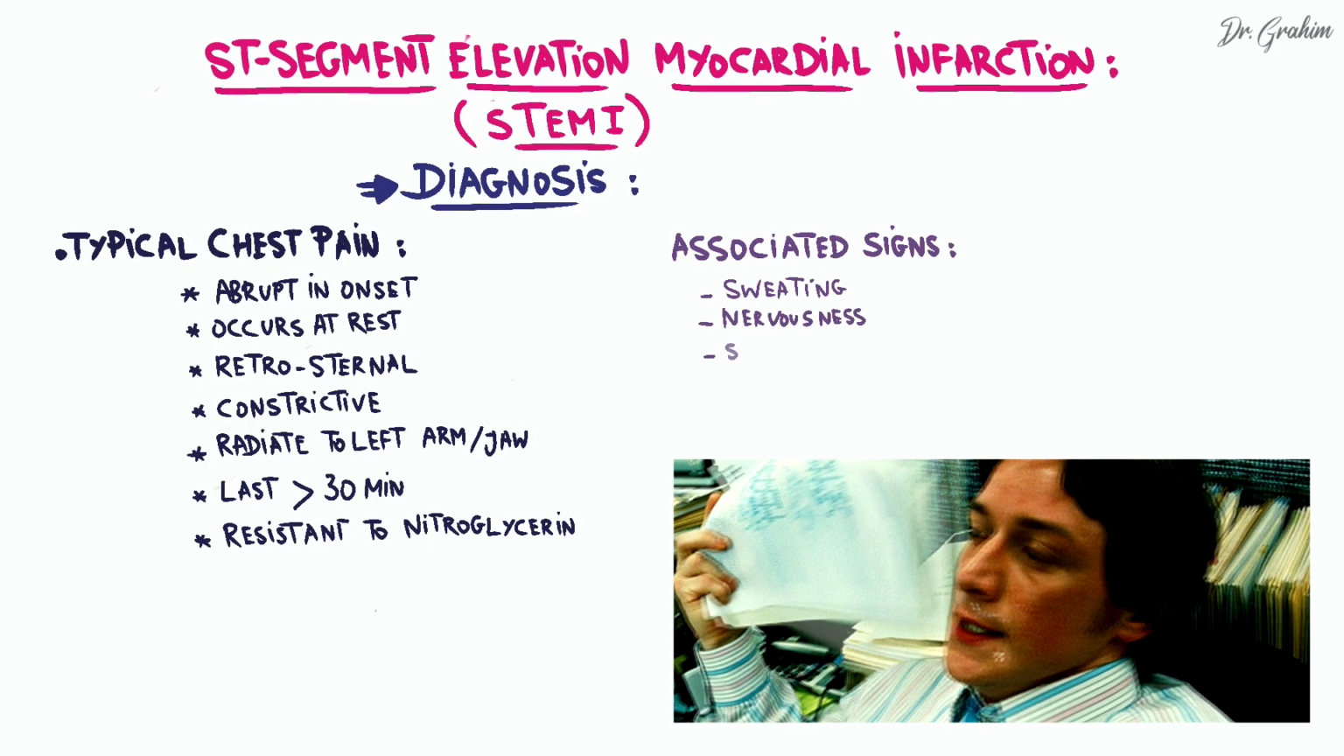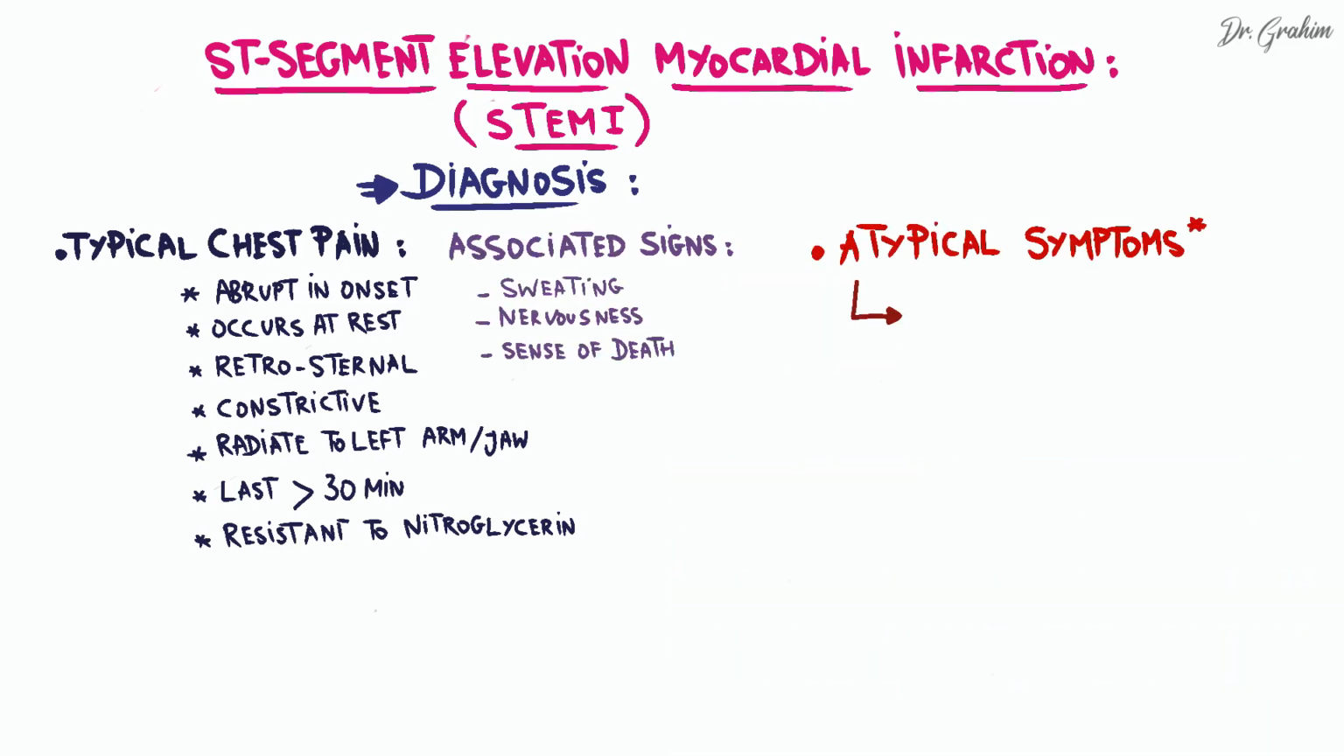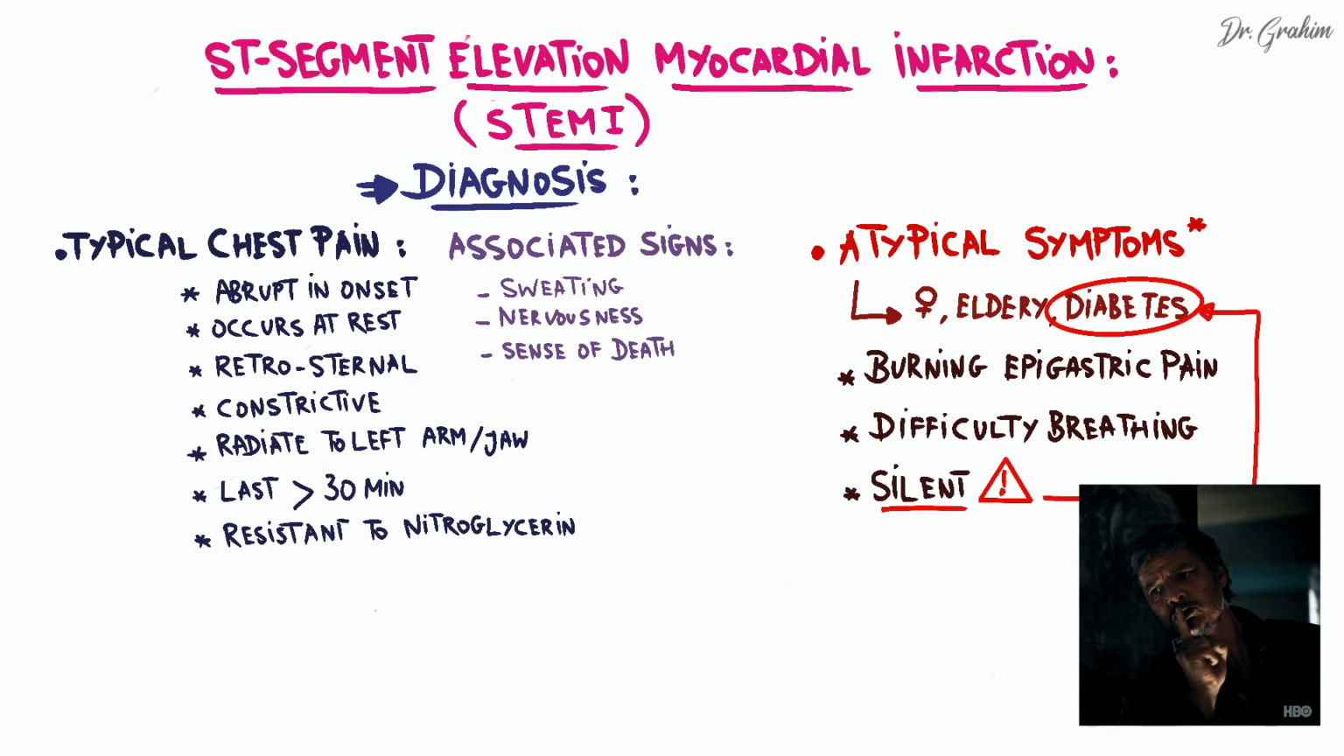Sweating, nervousness, or a sense of impending doom are possible associated symptoms. Women, elderly patients, and those with diabetes are more likely to have atypical symptoms, which may mimic other medical conditions. In this case, we may see signs like burning epigastric pain, difficulty breathing, and some unusual symptoms. It is important to be cautious, as myocardial infarction can be silent in some diabetic patients.